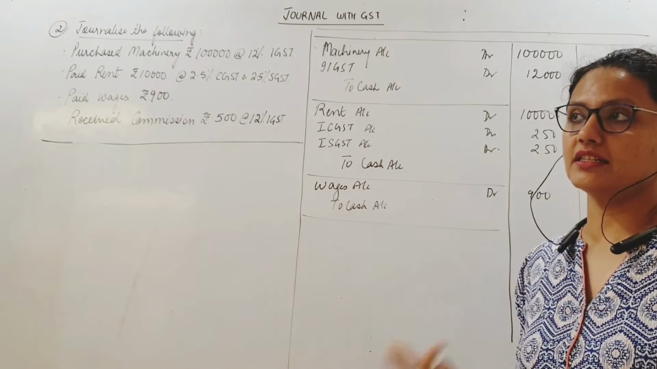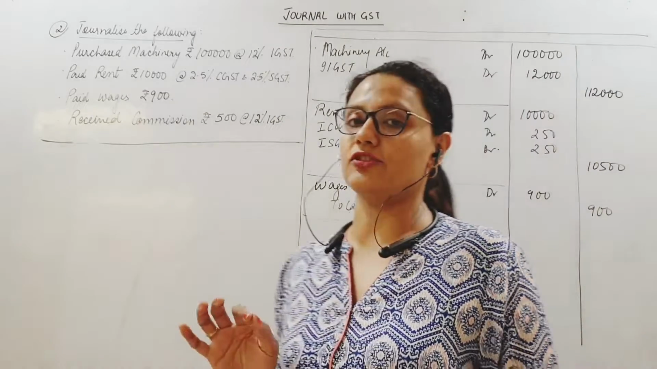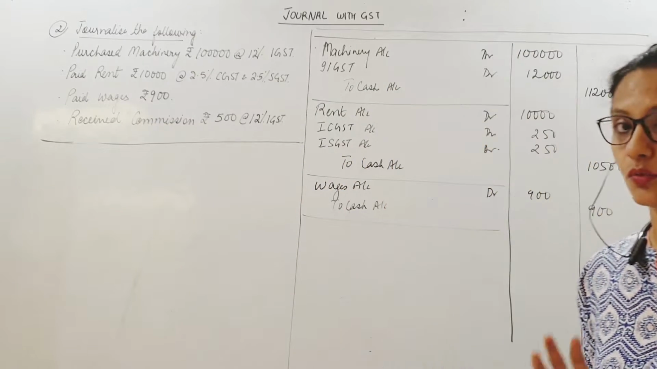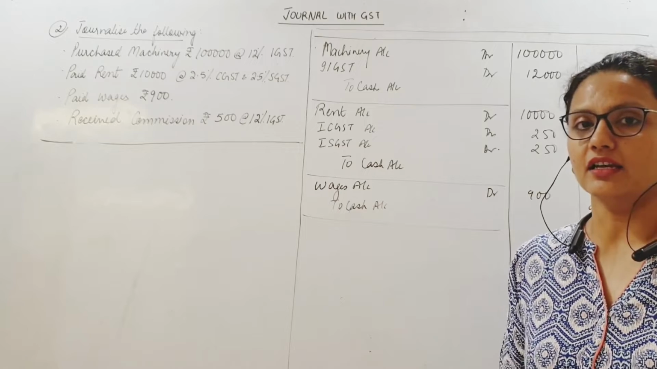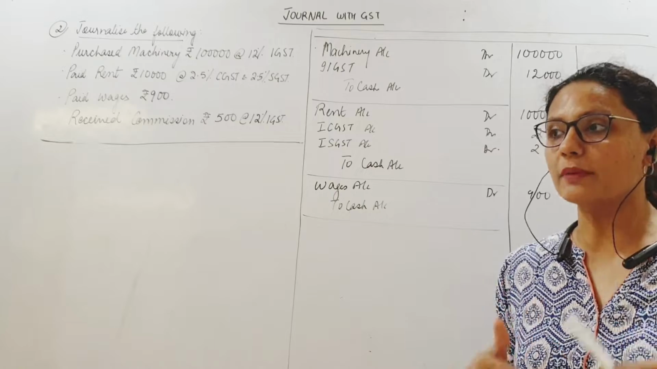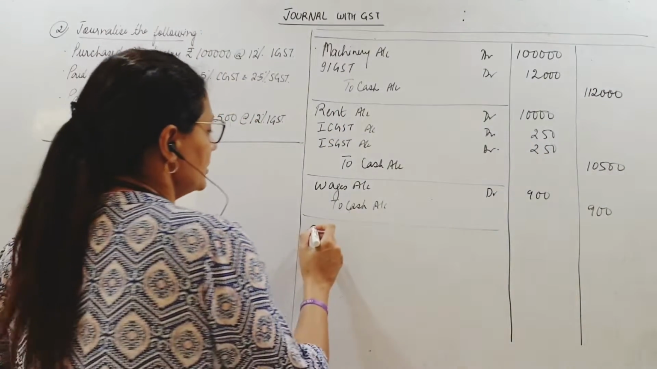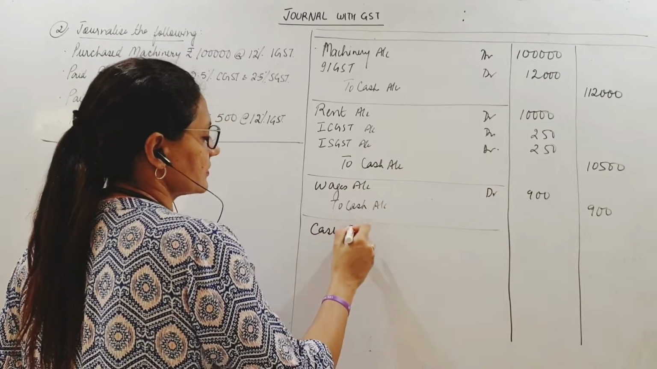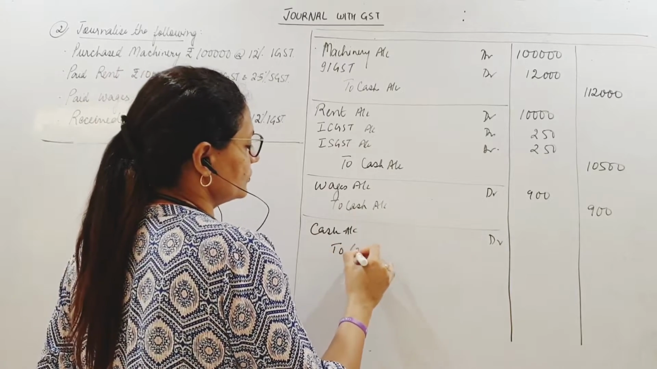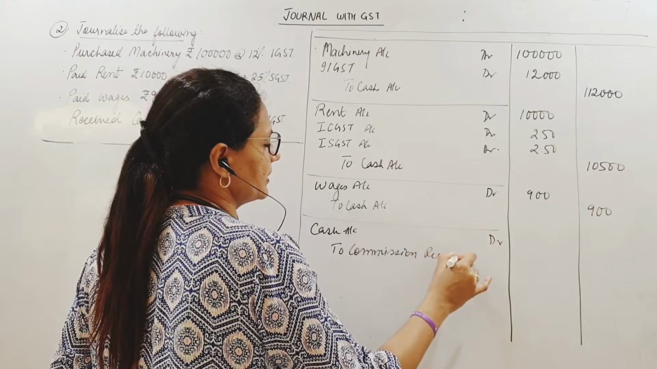Received commission. Now received commission, this is an income, 500 rupees at 12% IGST. Great. So what is your commission income? 500 only, not including tax, right? The tax that you will collect here in this case is output tax, because you are providing a service, you are earning income just like sales, right? So here you will receive cash, which will be including the tax. So to commission received. This is the general entry without the tax.